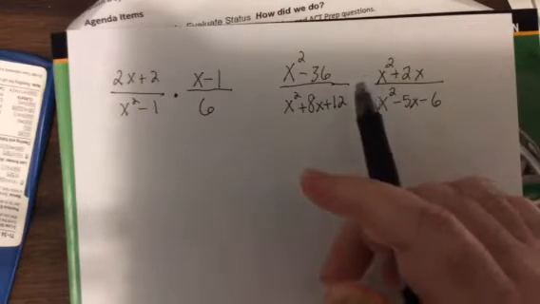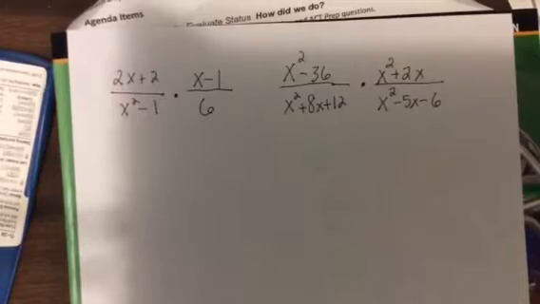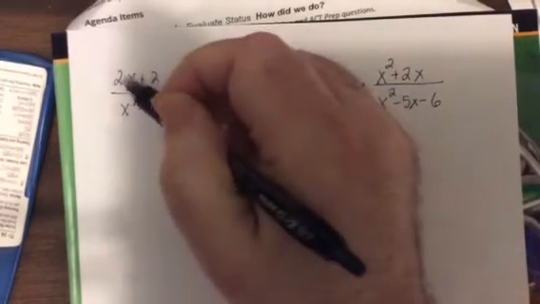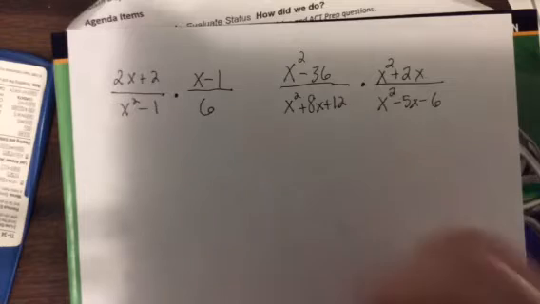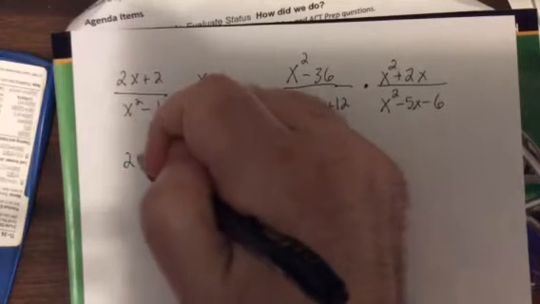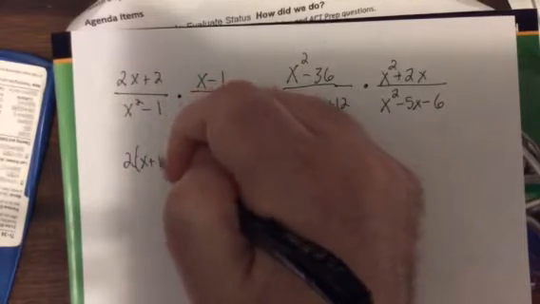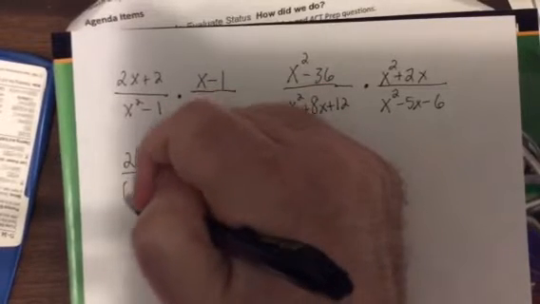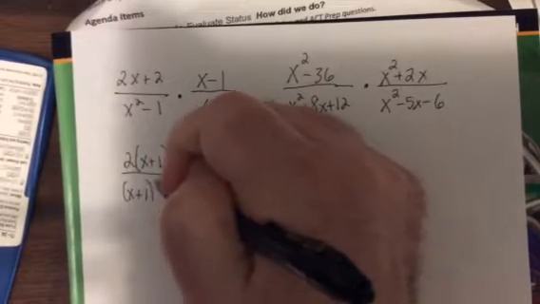Do these 2 problems and then turn me back on. Okay, good. Well, here we factor this. So I factor out a 2, the GCF, difference of squares.